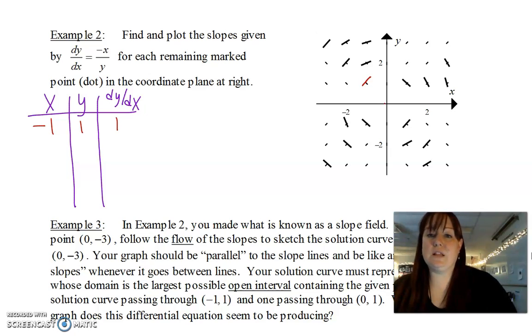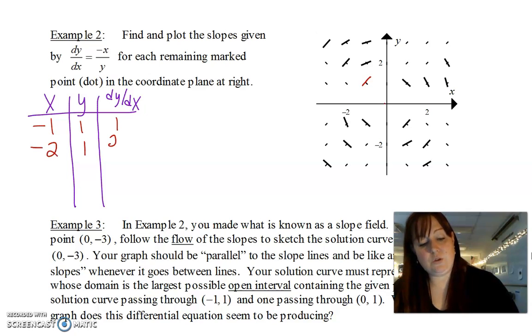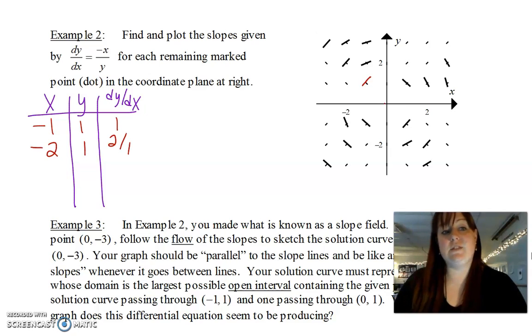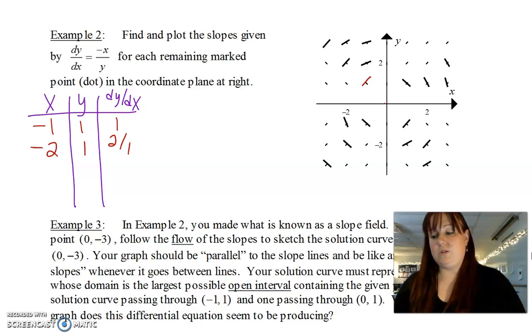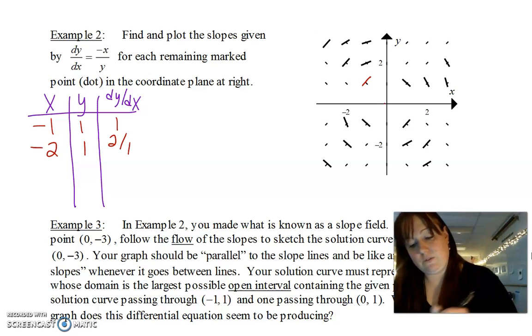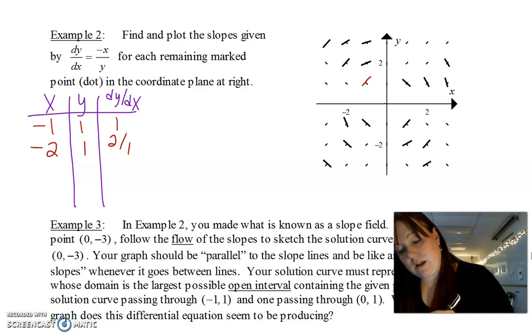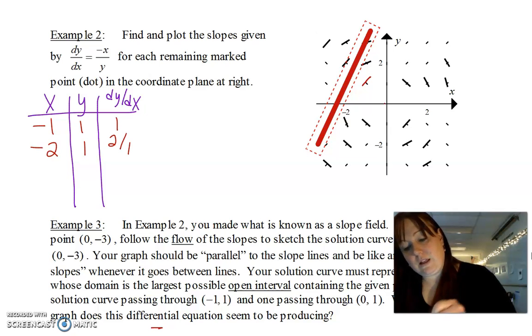Okay, so let's move over to the left one. So we have negative 2, 1. Well, that would be 2 over 1, right? Because negative 2 over positive 1 is going to give us a positive 2. So I've got all these written down here. So we're going to have positive 2 here. So again, I could draw this line. Maybe I have a line tool here that goes through those points, and then I could draw like a little dash, maybe.